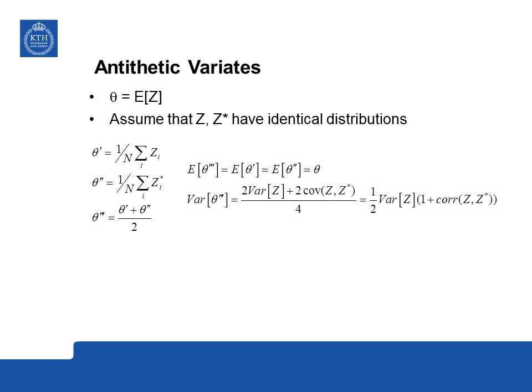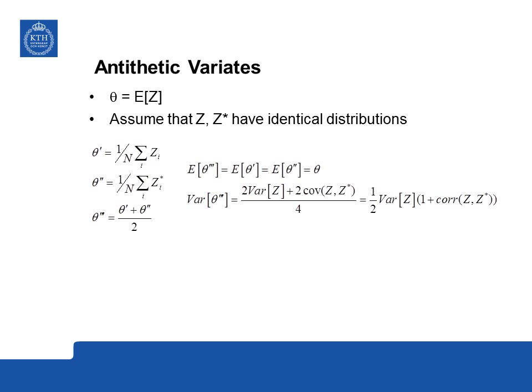But let's look at this last estimator, theta 3, and compute the variance of this. We know that the variance of a sum of two random variables can be expressed as an expression here. So we have two variance terms and two covariance terms. And if we simplify the expression, we can see that the variance will be the variance of Z, times a parenthesis 1 plus the correlation of Z and Z star. Correlation is the normalized covariance.